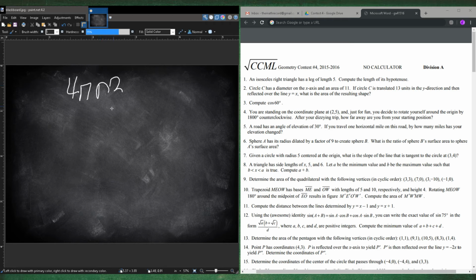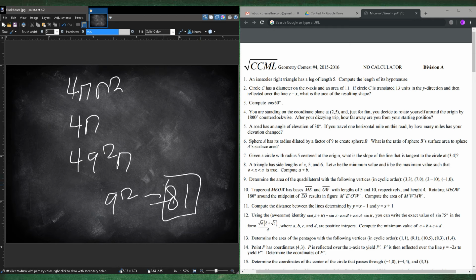squared. So the radius squared tells me it's a second dimension. Let's just say the radius of A is 1. Then the surface area is 4 pi. And if it's dilated by a factor of 9 to make B, sphere B's radius is 9. So it's 4 times 9 squared times pi. The ratio of B to A is 4 times 9 squared times pi over 4 pi, which is just 9 squared, which is 81. So your answer is 81.